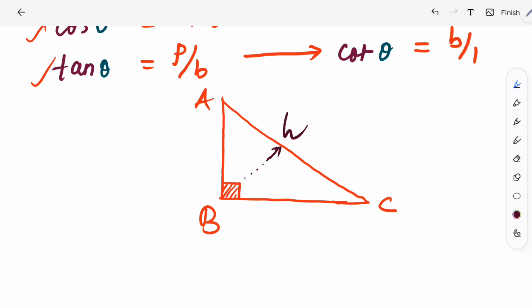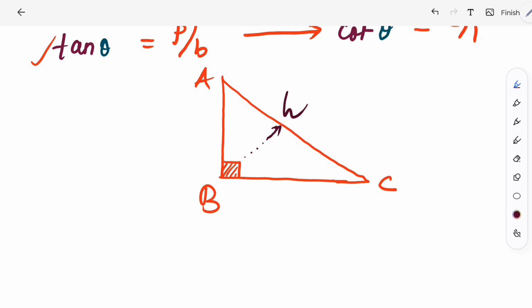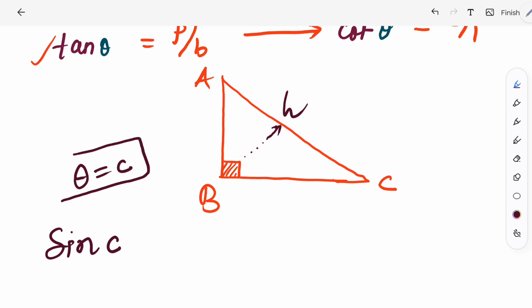Now students, the important concept is, suppose I am writing here sine C. So in place of theta, I am using C. That means what? I am discussing about the angle C. Angle C means this one. Okay. So here angle C is this one, representing the gap between these two arms. So this is the angle I am discussing about.